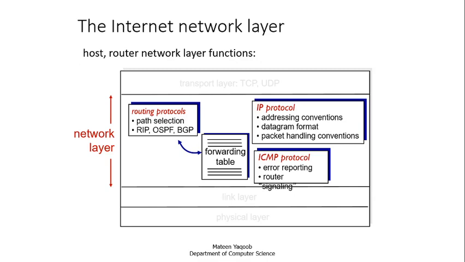A network layer functional device is called a router or a layer 3 device. Host and router both have some functionalities. The router will be doing the routing and forwarding of packets, and the host will be requesting to forward the packets. The functionalities of the network layer we discussed in a previous lecture. Let's discuss them in this one as well.